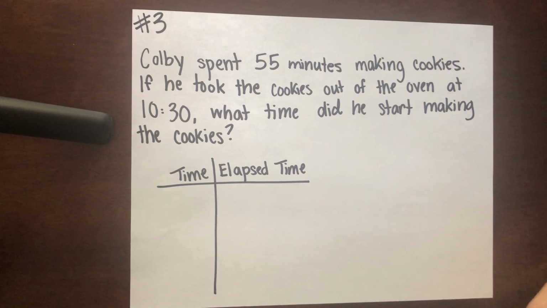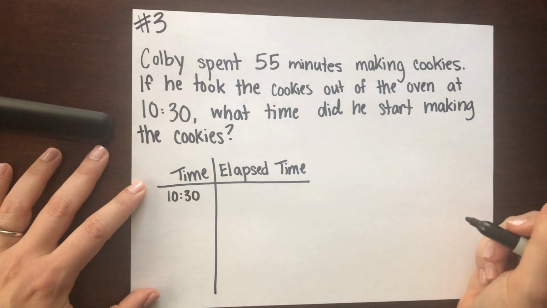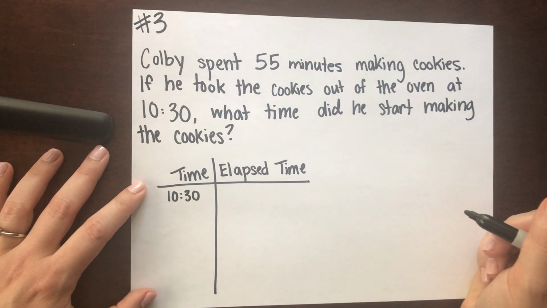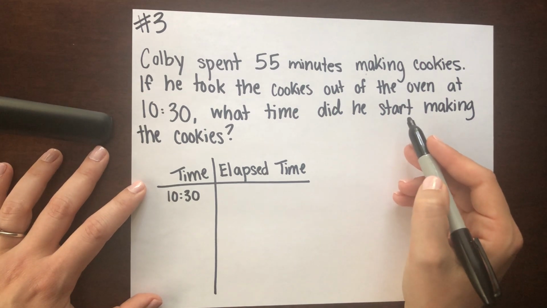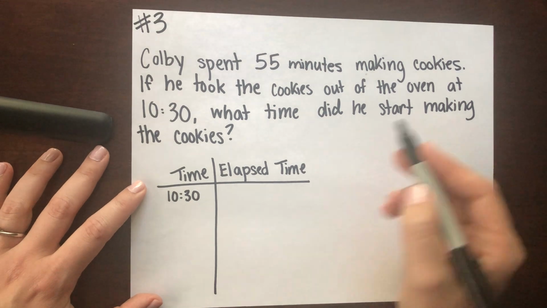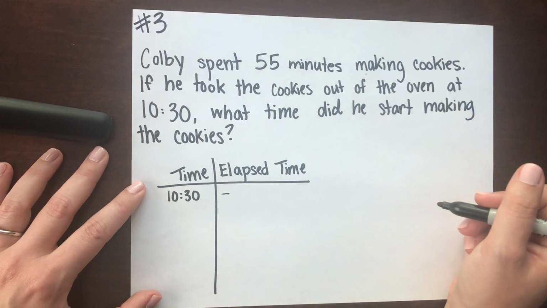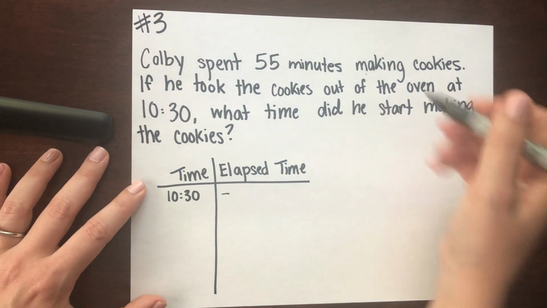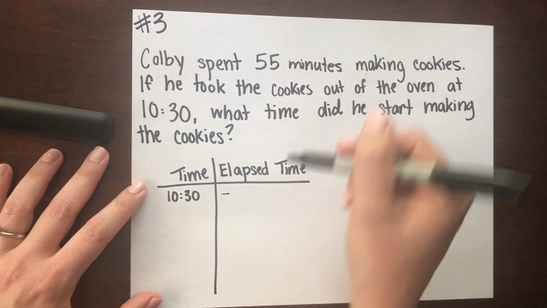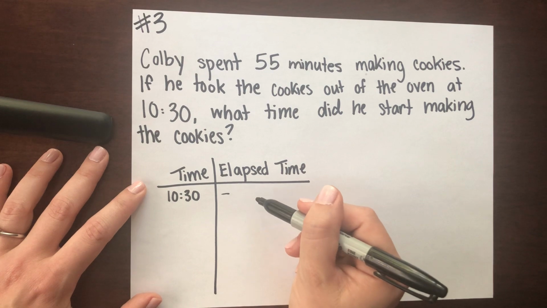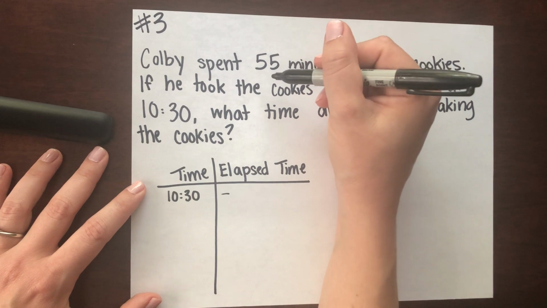So what I'm going to do first is write the ending time up top. This is a little bit different because we're still putting it at the top. But we know we need to find the start time, so we're going to be working backwards. So my elapsed time is actually going to be a negative because I'm going to be moving back. First, let's look at how much time has passed. 55 minutes. It's a little bit hard for me to take away 55 minutes, so I'm going to split that number into easier numbers I can understand.